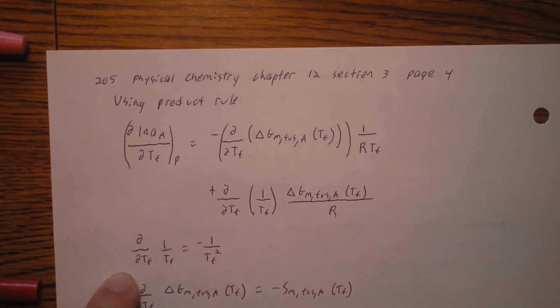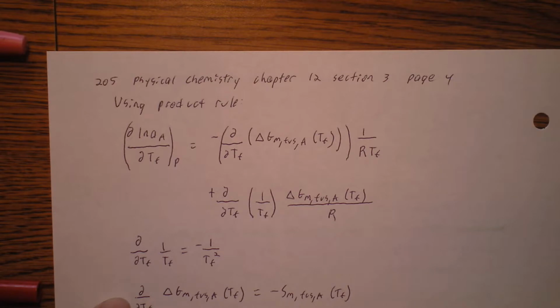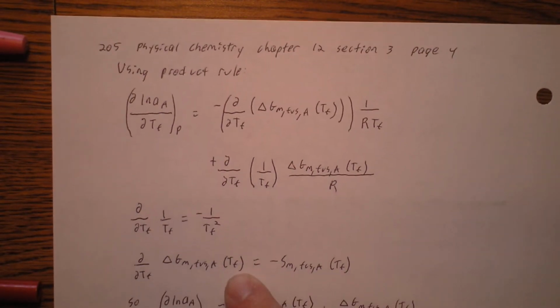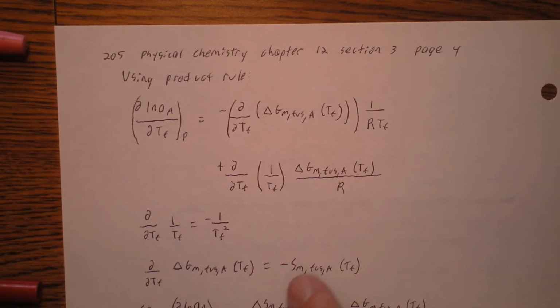Using calculus, just rearranging the equation, the partial derivative with respect to temperature of freezing of 1 over the temperature of freezing is equal to minus 1 over the temperature of freezing squared. So we get the partial derivative with respect to temperature of freezing of the molar Gibbs free energy of fusion of substance A at temperature of freezing is equal to minus the entropy of fusion of substance A at the freezing point temperature.